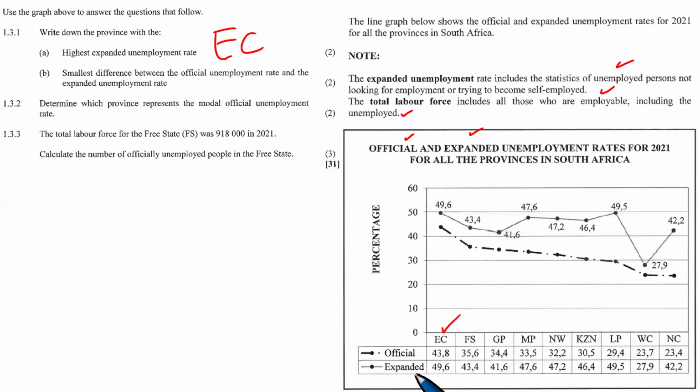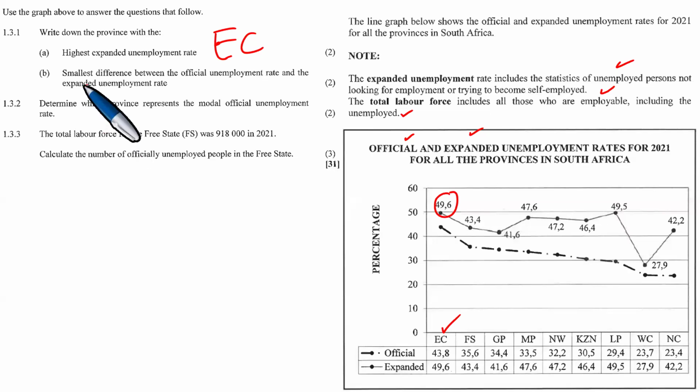The Eastern Cape province, if you look at the expanded unemployment, is 49.6. So since it is 49.6, we are able to see that it is the expanded unemployment rate.